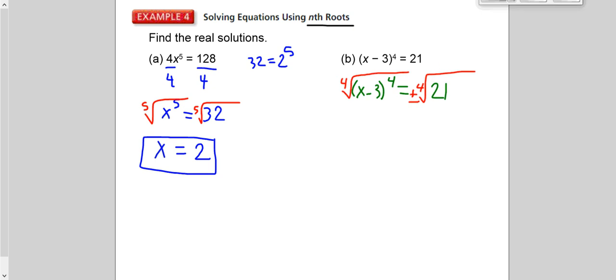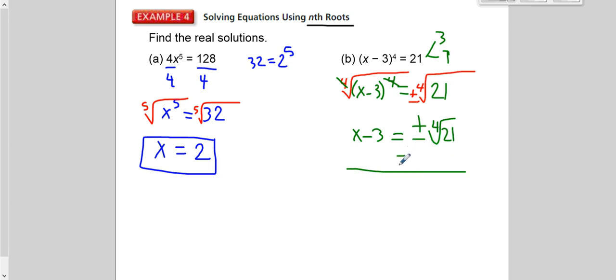Because it's an even power, we need to do a plus and minus. So plus and minus, well, 21. If we break that down into prime factors, we get a 3 and a 7. They're definitely not 4 of anything. So it's plus and minus 4th root of 21 equals x minus 3. Not our final answer, because x isn't by itself yet. But the 4th root undid the 4th power, so now we just have this x minus 3. Not done until x is by itself.